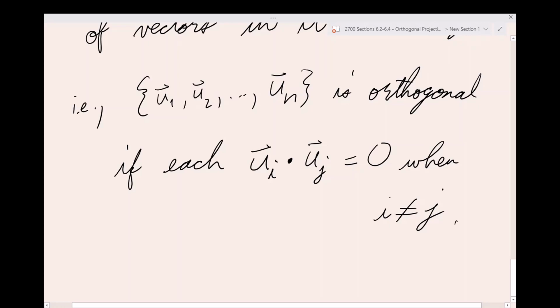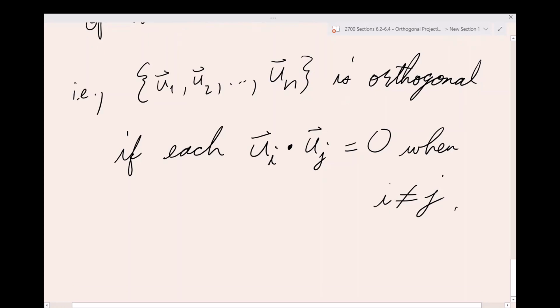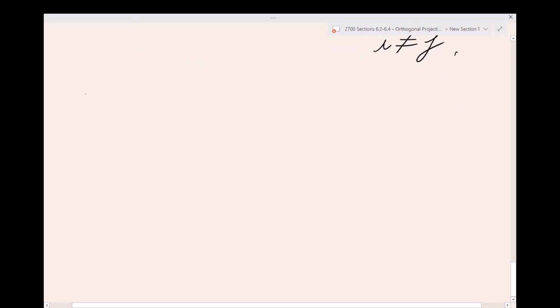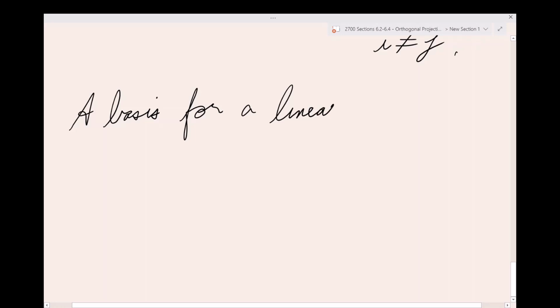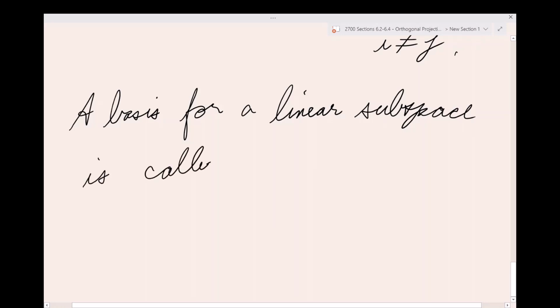Okay, so why would an orthogonal set matter to me? That's a good question. Particularly this is helpful when we're talking about subspaces and working in subspaces. So a basis, which you remember what that means, a basis for a linear subspace. So we have some basis for some subspace is called, my handwriting is getting wild, an orthogonal basis.